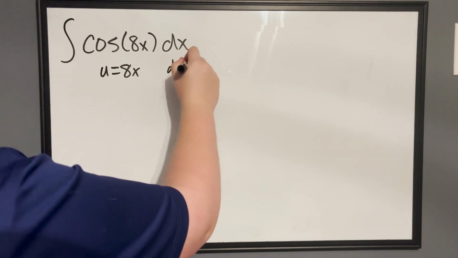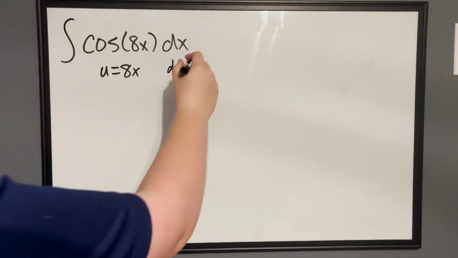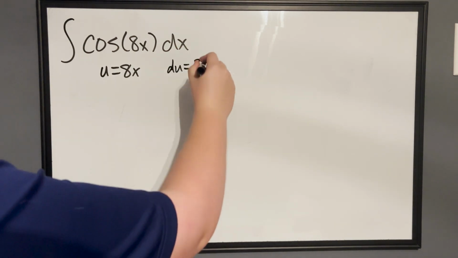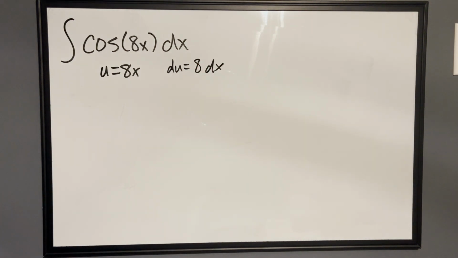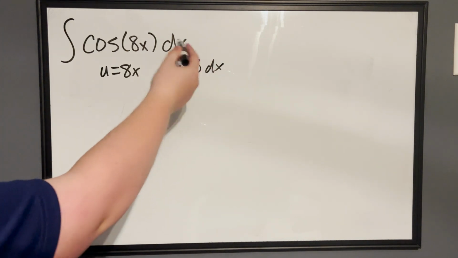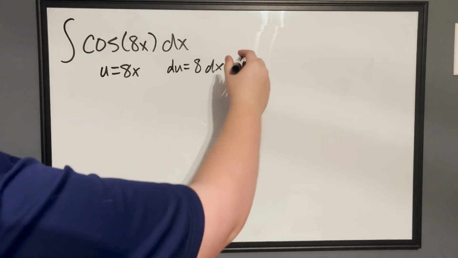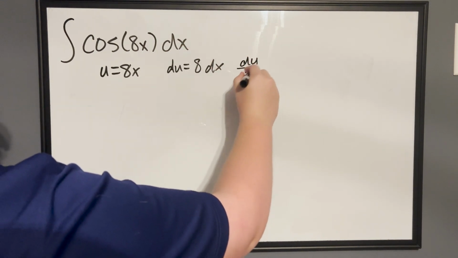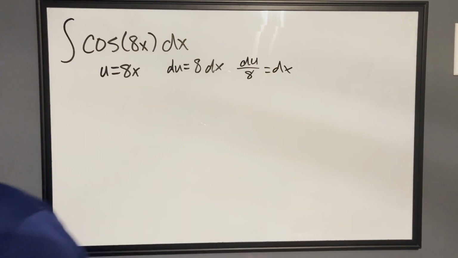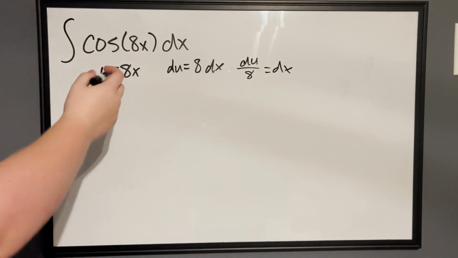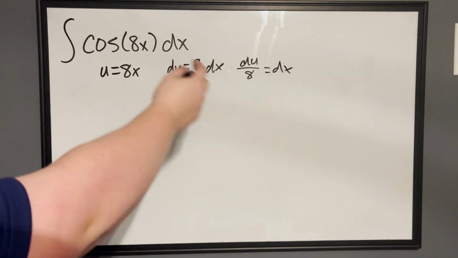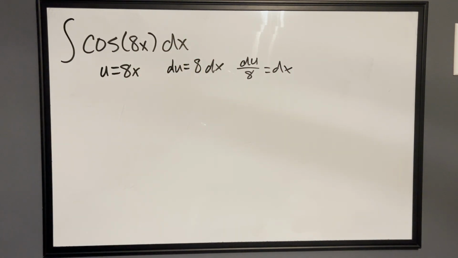So du is equal to 8, which is the derivative of 8x, and then just dx. So now we want to solve for dx. That way we can just plug right in. So if we take du and divide it by 8, we're going to get dx. So now with this, we have this 8x right here that is in terms of a u, and we have the dx, which is in terms of du.